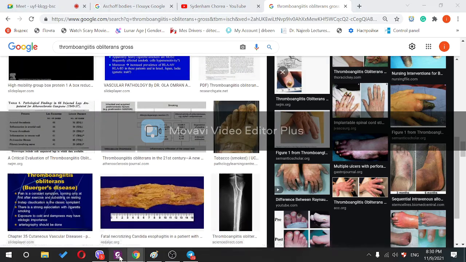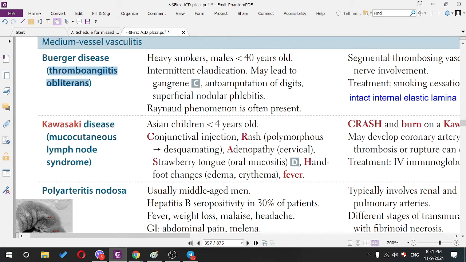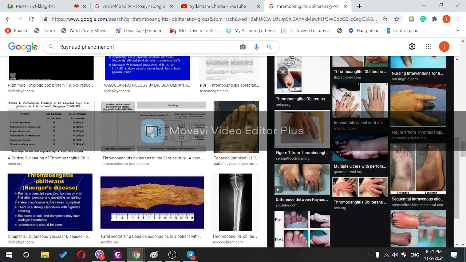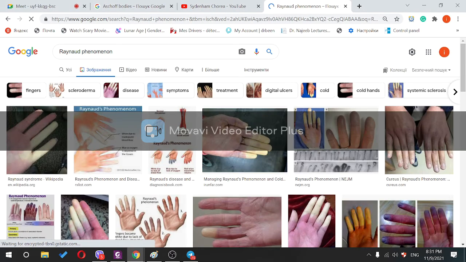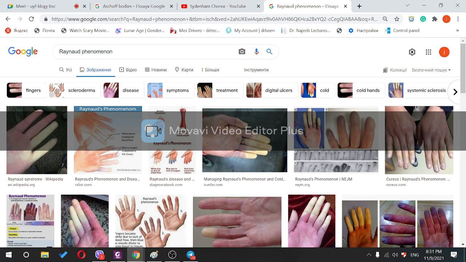Yep, don't smoke. Heavy smokers, males, intermittent claudication may lead to gangrene, autoamputation of the digits, superficial nodular phlebitis. Okay, Raynaud phenomenon is often present. What is Raynaud phenomenon? It's basically vasospasm upon exposure to cold. The only treatment for the patients with thromboangiitis obliterans is smoking cessation. If they stop smoking, everything is reversible except if their finger is lost. You cannot reverse that.